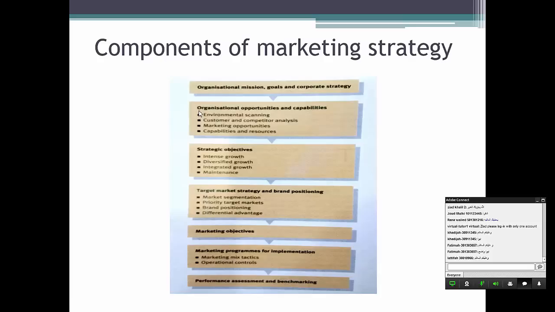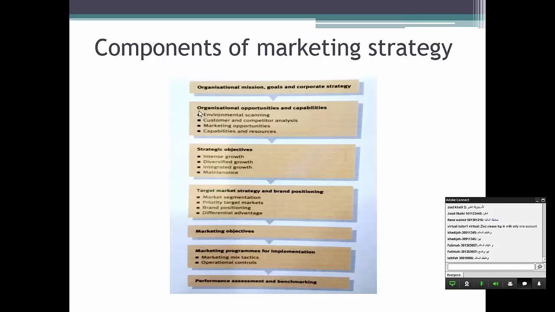Okay, the 3rd stage in the marketing strategy is to define your strategic objectives. And the strategic objectives are related to growth. How should you grow in the business, in different types of your business? For example, here they mentioned intense growth, diversified growth, and integrated growth. There are 3 types of growth, and you need to define which one you need to grow in.